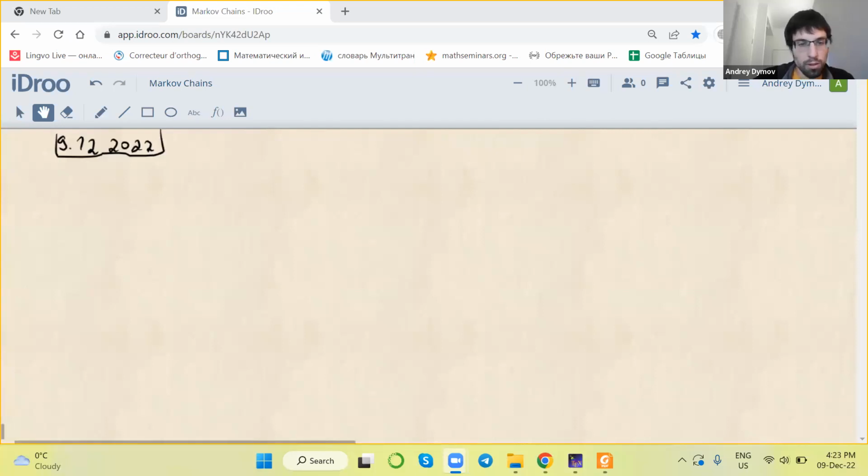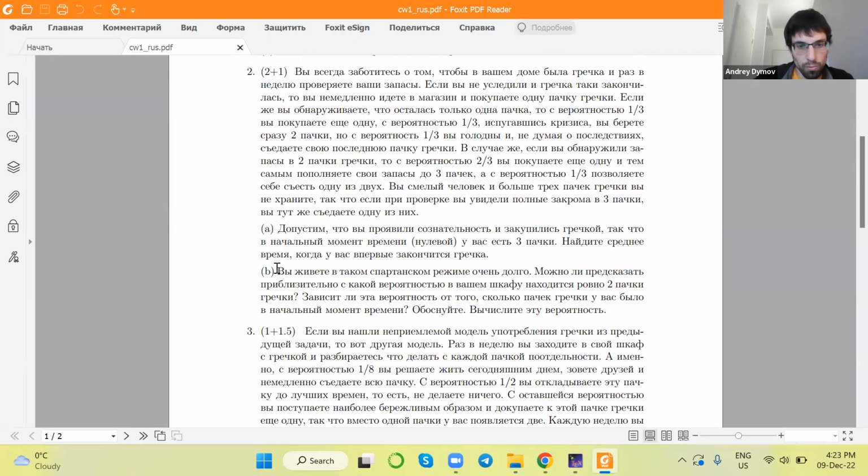Maybe I would just say a couple of words about problem 2b. So I recall that here you have some Markov chain, and in the first question you should find mean time when you arrive to some specified state of this Markov chain. But in the second question we ask what happens if the process continues during a long time.